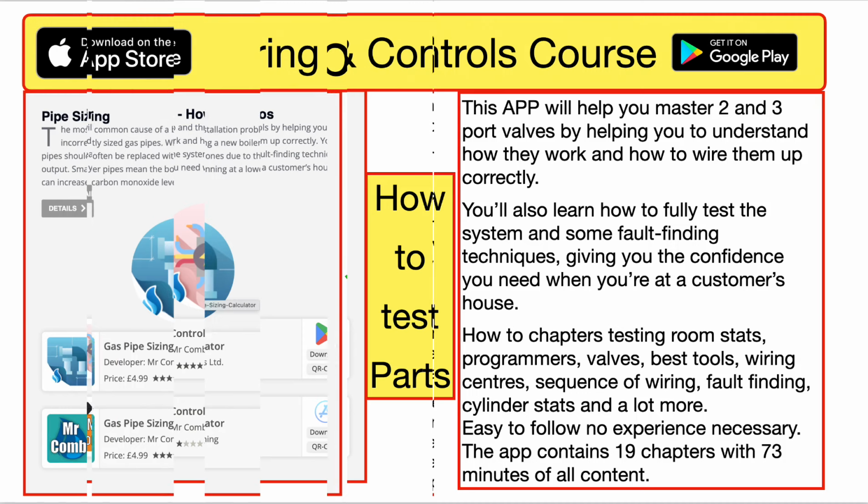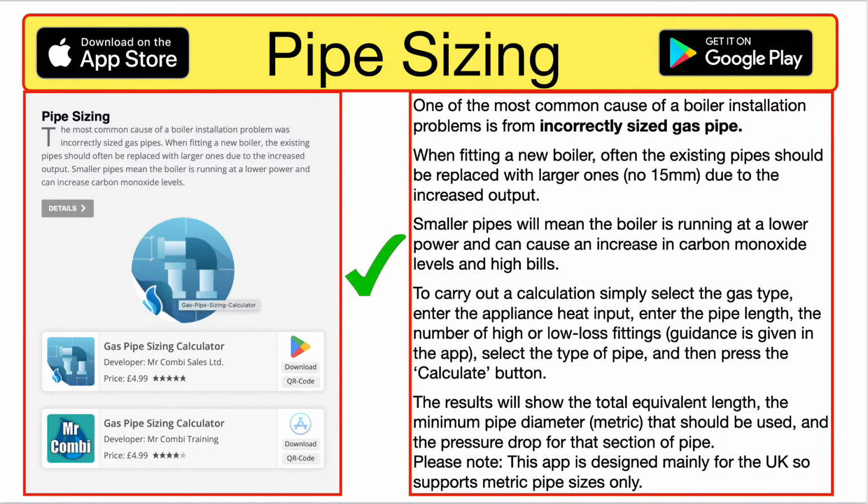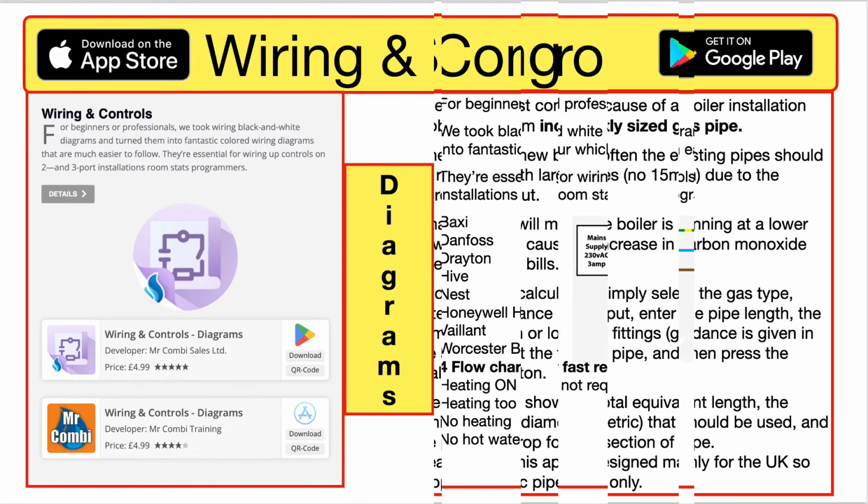Keep it with you. It's compulsory to measure the length of the gas pipe and the size of the gas pipe between the meter and all the appliances. It can be done on a calculator with a challenge. This app makes it easy to do.